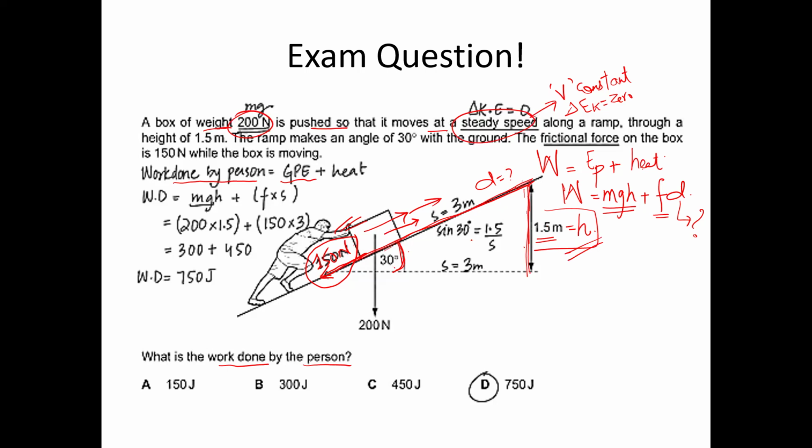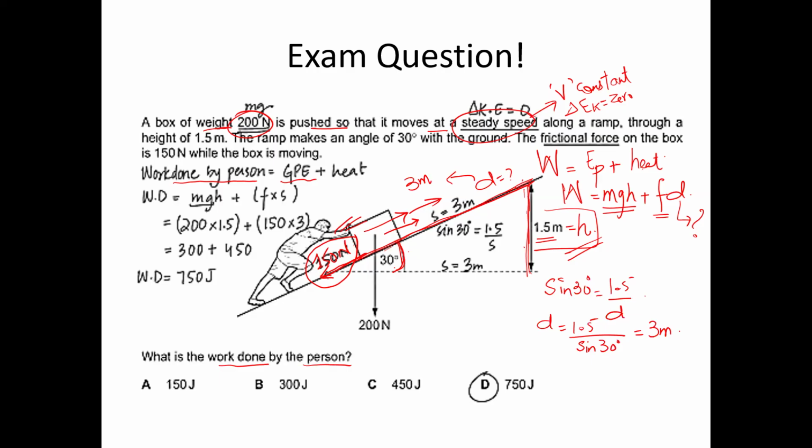तो हम क्या स्ट्रेटेजी यूज करेंगे? हम साइन अप्लाई करेंगे. Sine of 30 degrees is equal to 1.5 divided by this distance d. So this distance d will be 1.5 divided by sine of 30 degrees, जो कि equate होता है 3 meters. So this much distance will be equal to 3 meters.